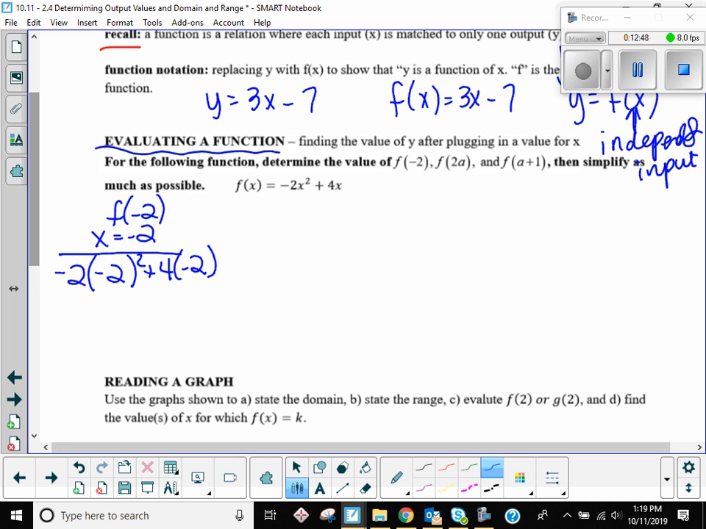But then it seems like a punishment. It's not really a punishment. It's not you. Following your order of operations, you need to do exponents first, and then multiplying next, and then adding last.